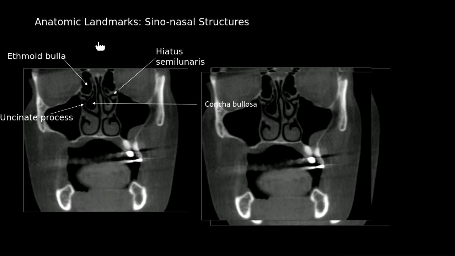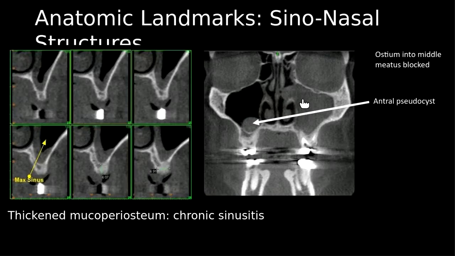And another, that is the ethmoidal bulla. You can see there's the uncinate process. There's the hiatus semilunaris. And also you can see the concha bullosa in this area. Just make sure you know this and this area.